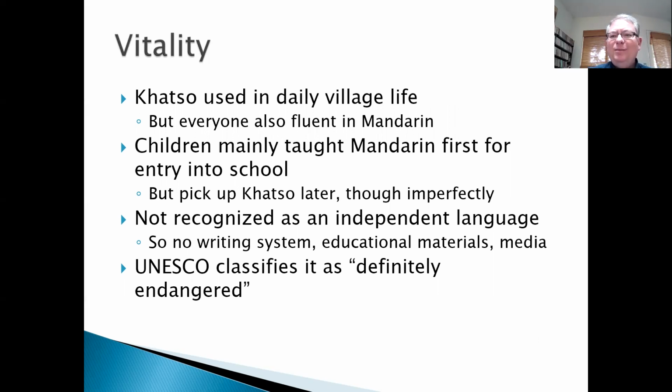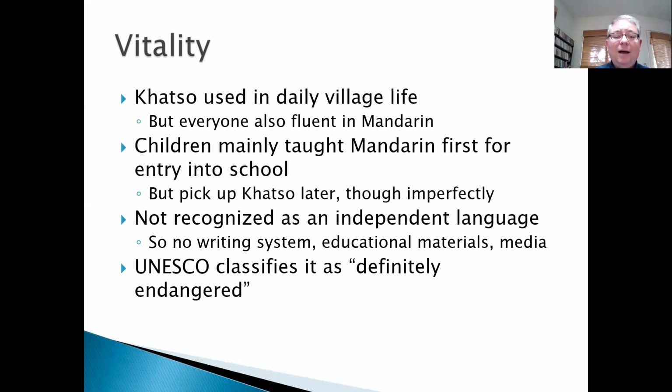Now, there's a benefit to being isolated in your own little village. So that meant that the language basically was untouched for a long time, evolved in its own way. But today that makes it a prime target for language endangerment. So Khatso is still used every day in the village by most everyone, but everyone is also fluent in Mandarin. And you cannot get through a whole day without speaking Mandarin for one reason or another.